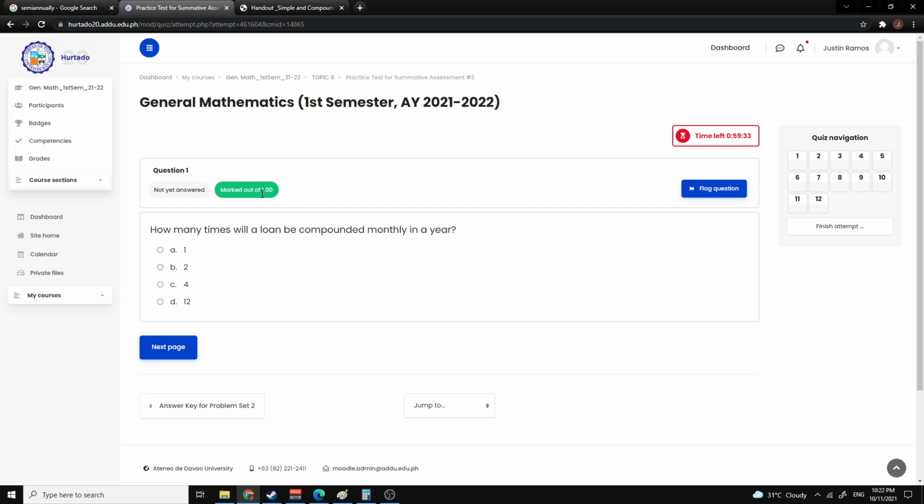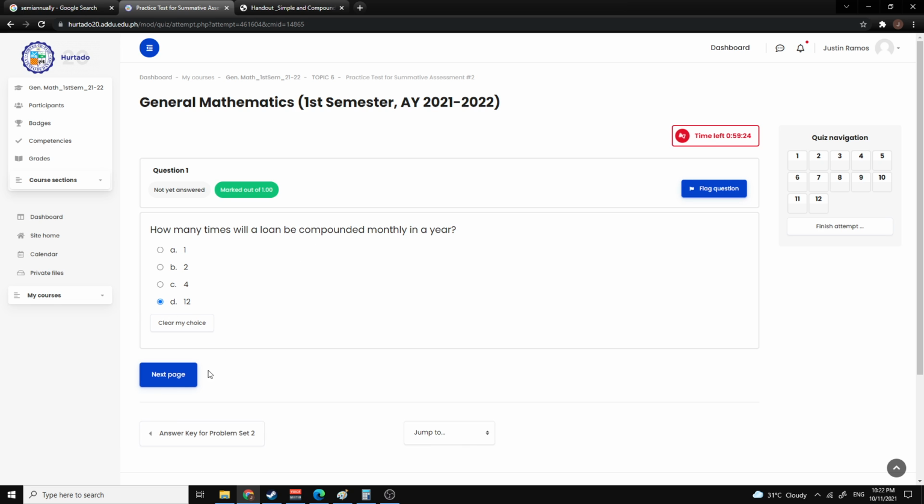Okay, so how many times will a loan be compounded monthly in a year? Since it's compounded monthly, in a year there are 12 months. So our answer is going to be D, 12.